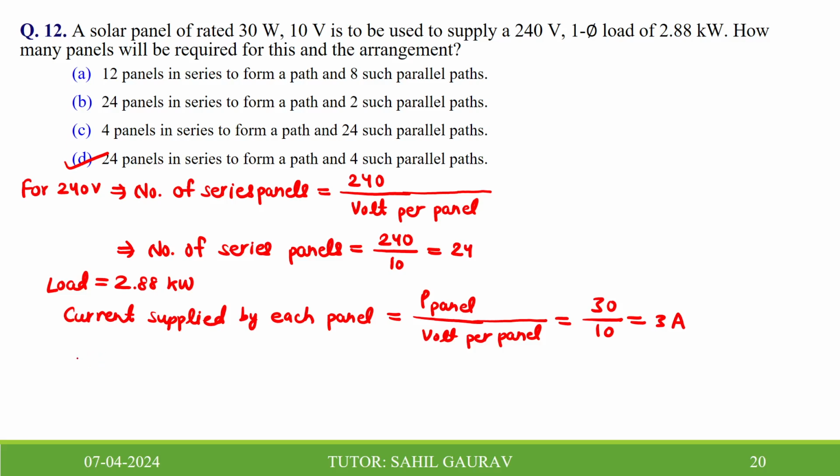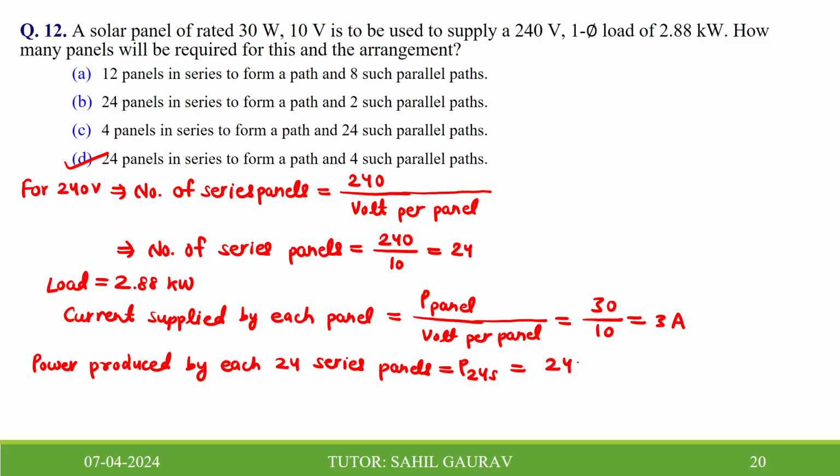So we can find the power produced by each 24 series panels, P24S. It will be 24 volt into 3 ampere, so it will give you 720 watt.